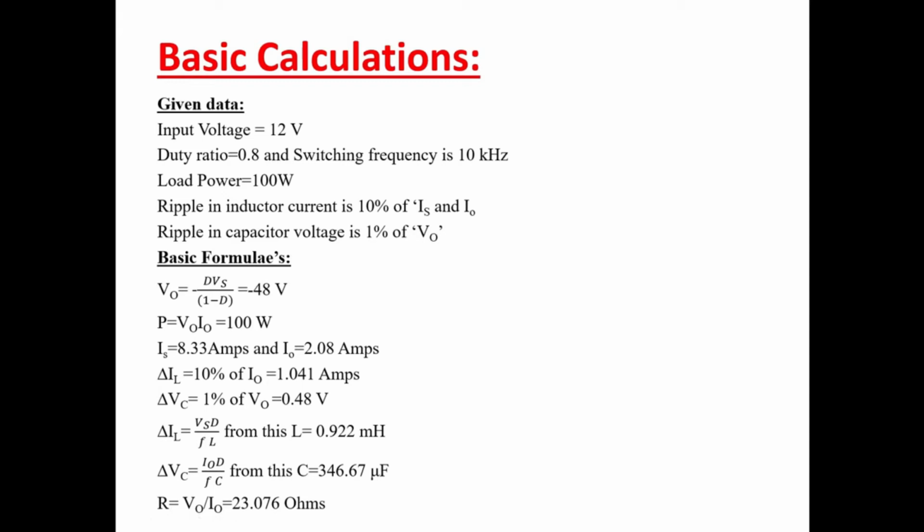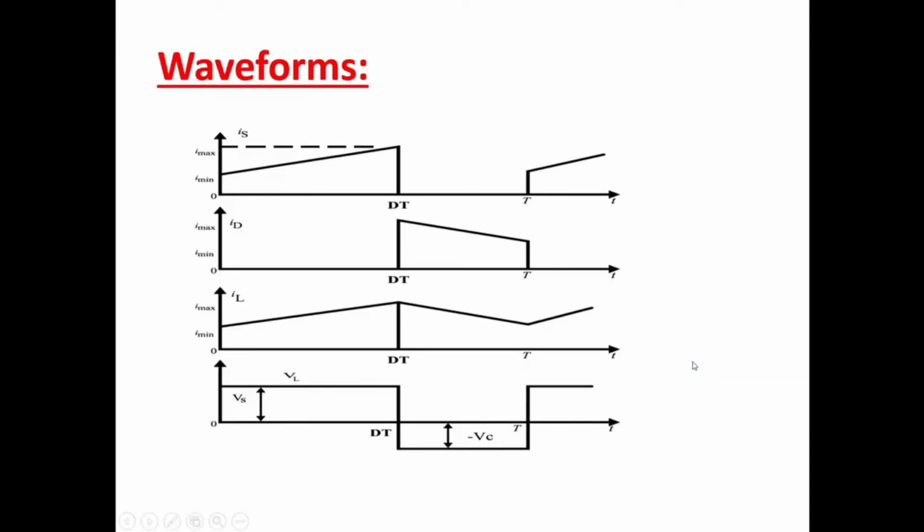Before that, we will see the waveforms of buck boost converter. So when the switch is in on condition, that time the inductor is going to charge. When the switch is in off condition, that time the inductor is going to discharge through the freewheeling diode. Okay, this is the voltage across the inductor. When the switch is on, the voltage across the inductor becomes Vs. When the switch is off, the voltage across the inductor will be minus Vo.